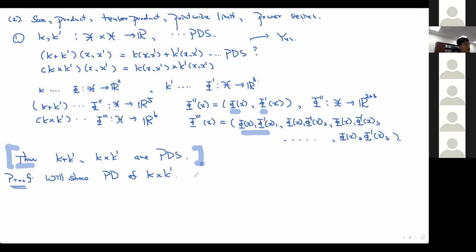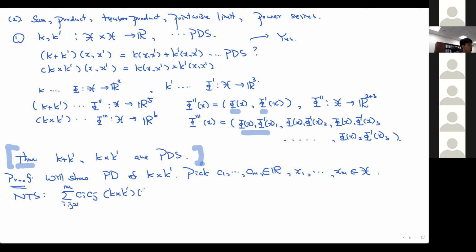To do so, we pick c1 up to cm, which are all real numbers, and x1 to xm, which are all elements in X. What we need to show, NTS, is that the summation of ci cj, i, j equal to 1 to m, of K times K prime evaluated at xi, xj is greater than or equal to 0. So that's what we need to show. Let's unpack this a little bit.